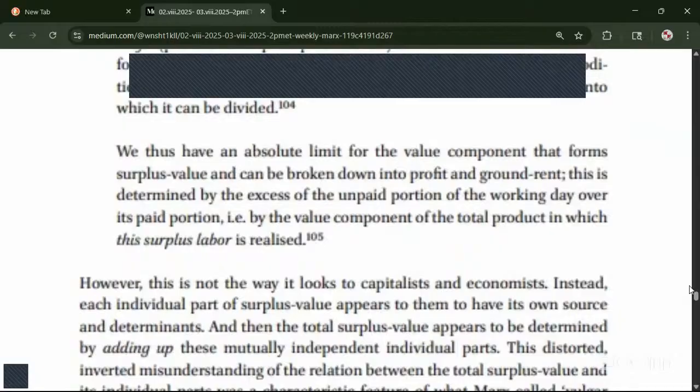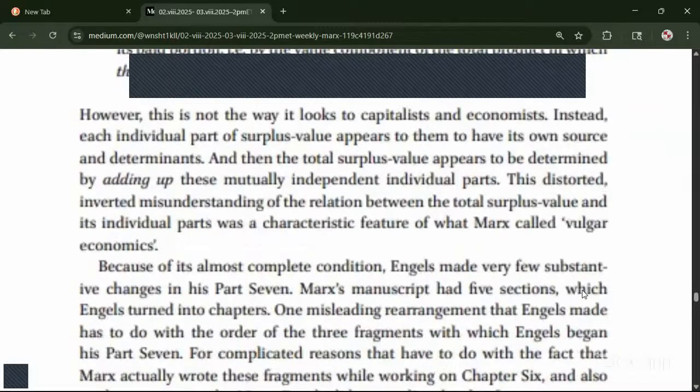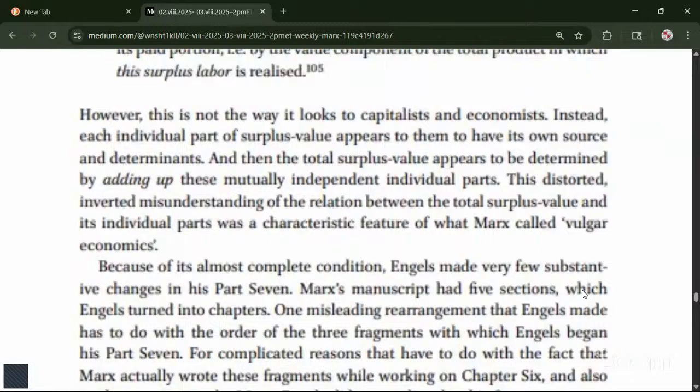However, this is not the way it looks to capitalists and economists. Instead, each individual part of surplus value appears to them to have its own source and determinants. And then the total surplus value appears to be determined by adding up these mutually independent individual parts. This distorted, inverted misunderstanding of the relation between this total surplus value and its individual parts was a characteristic feature of what Marx called vulgar economics.